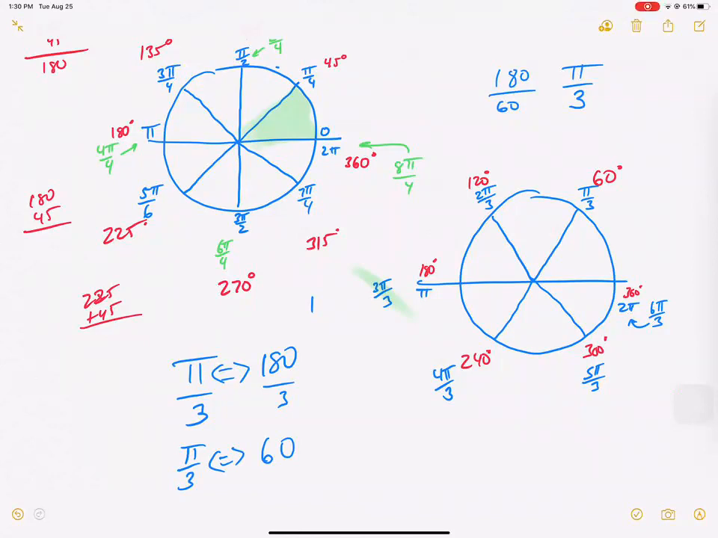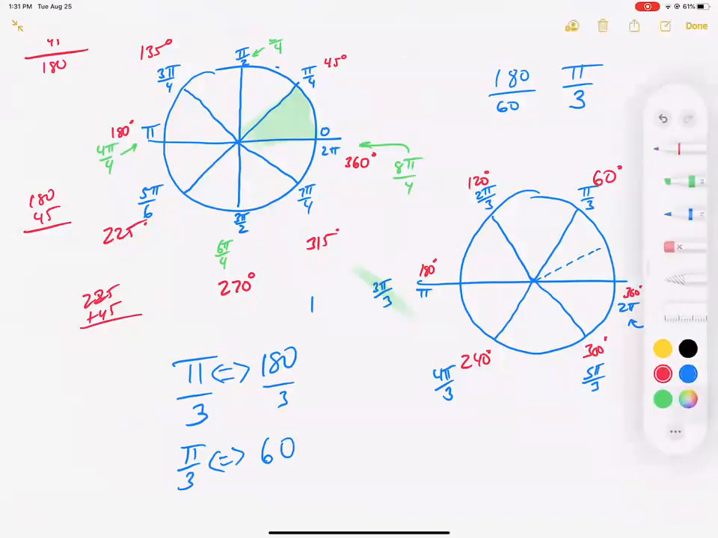So we're going to cut this up one more time to become a finer degree, and that's going to be 30 degrees. So I'm going to draw this in half. So take a look here. I'm just going to cut this in half, and that's going to be 30 degrees for us. So what is half of pi over 3?